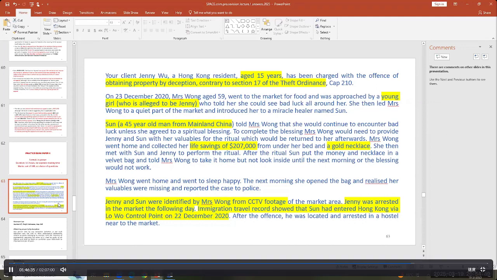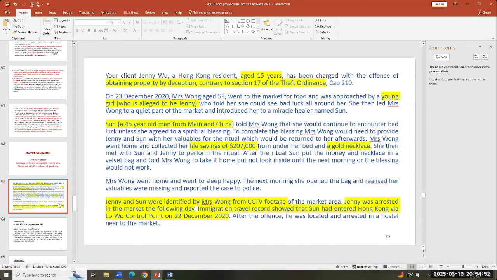Jenny and Sun were identified by Mrs. Wong from CCTV footage. Jenny was arrested in the market the following day. Immigration travel records show that Sun entered Hong Kong via Lo Wu on the 22nd of December 2020.